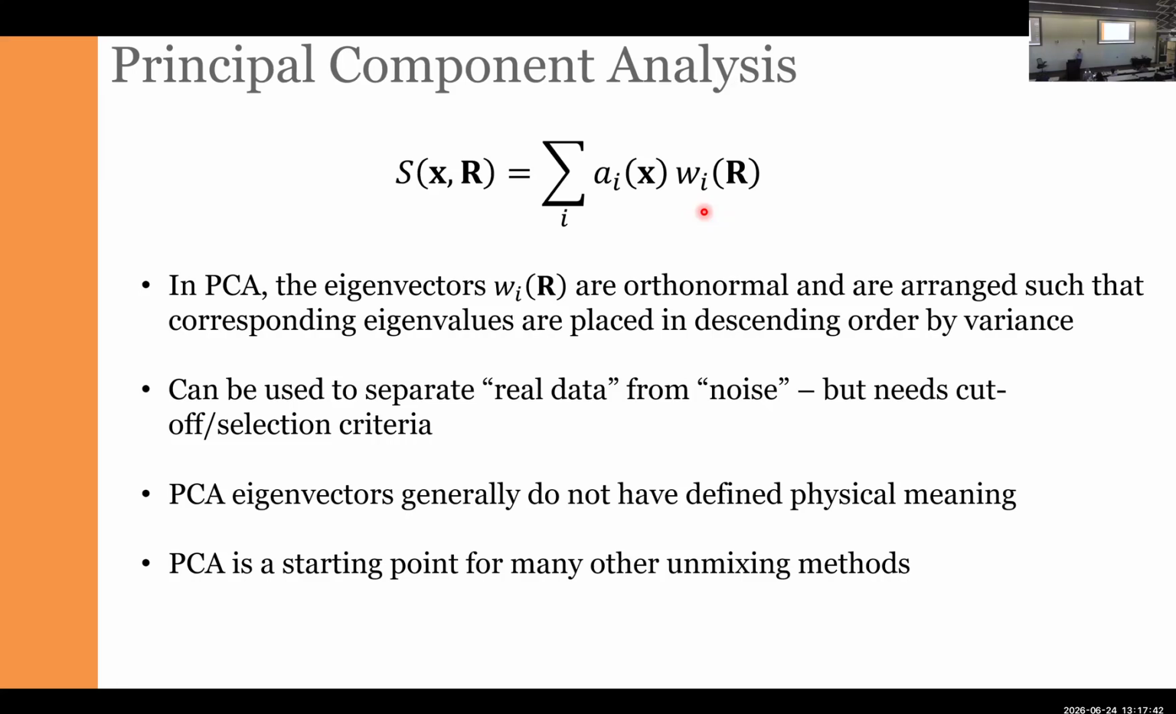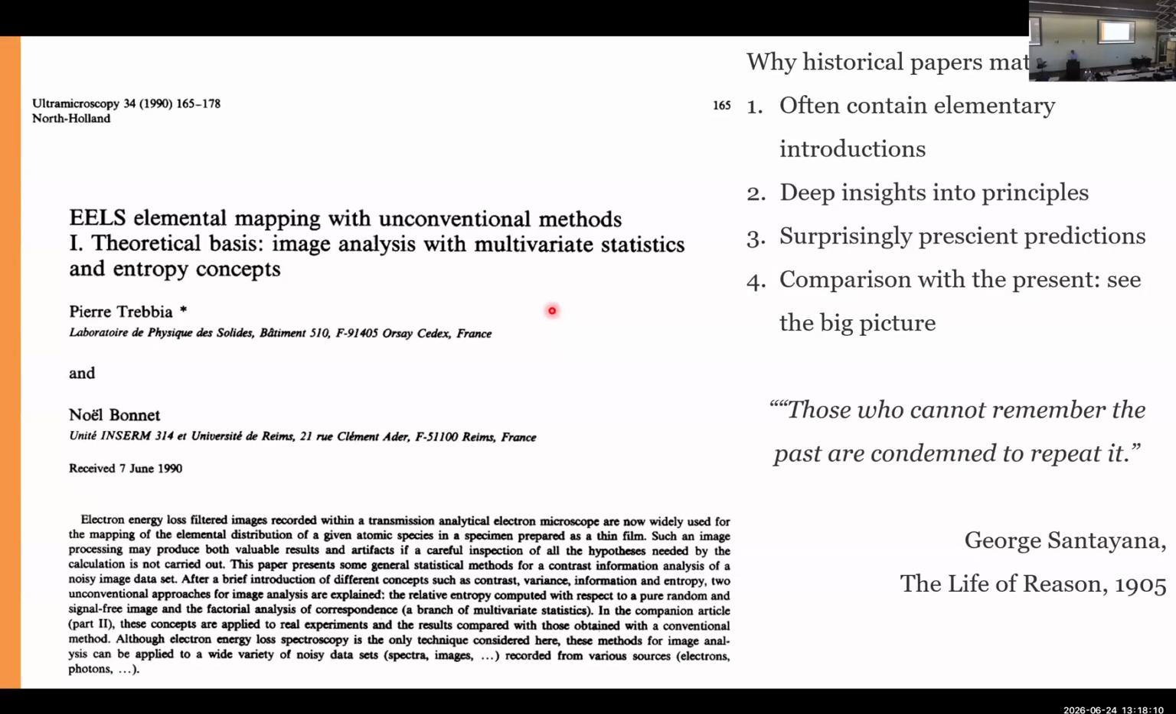So it sounds like magic. You have a three-dimensional data set, and then you represent it as pairs of the loading maps and the components, and somehow you get them out of nowhere. It turns out that principal component analysis has a very simple logic: the requirement is that the eigenvectors or components are orthonormal, and they're arranged in such a way that the corresponding contributions are ordered in descending order by variance.